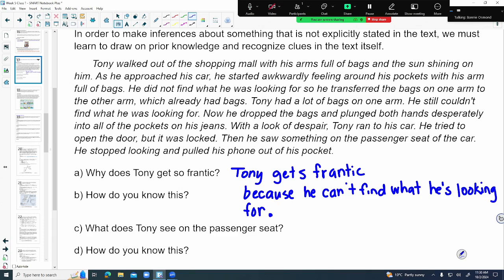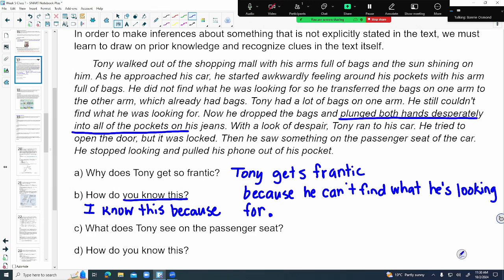Question B, how do you know this? Then you would start by saying, I know this because he plunged both hands desperately into all the pockets of his jeans. That would be the correct answer.